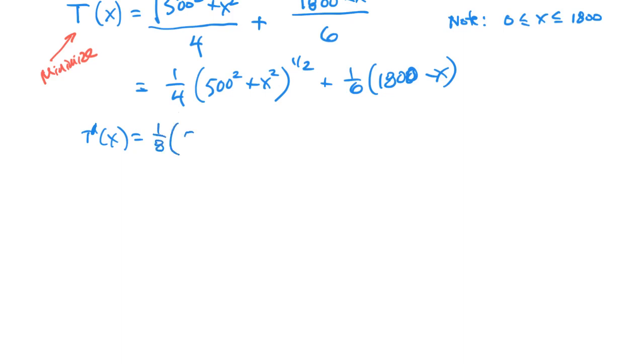1/8 times 500 squared plus x squared to the minus 1/2. Then by the chain rule, times 2x, right? Because the chain rule says take the derivative of this. Well, this is just a number, right? You don't do the power rule here because 500 squared is just a number. So the derivative of any number is 0. The derivative of x squared is 2x.